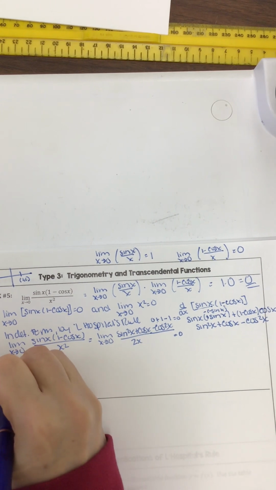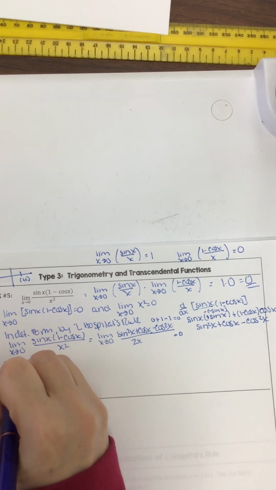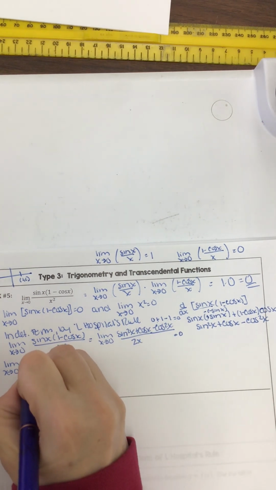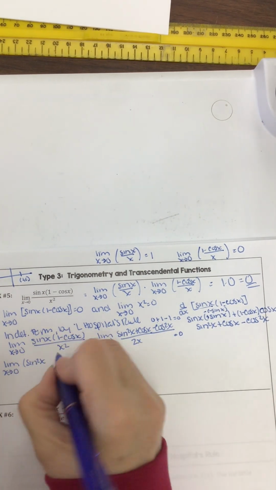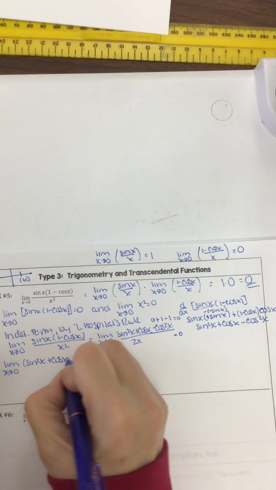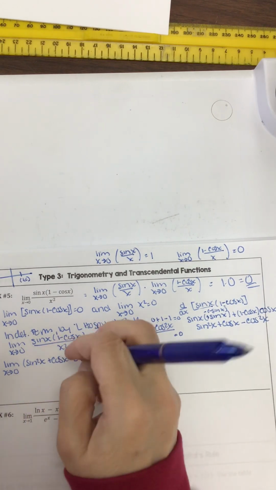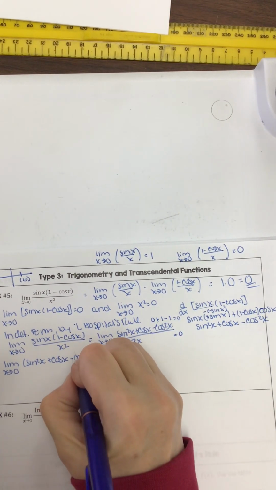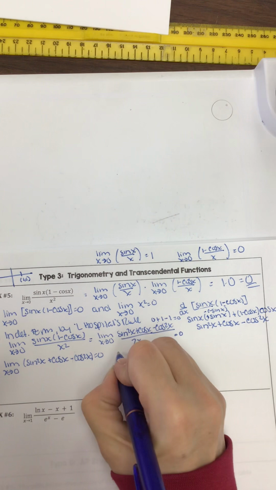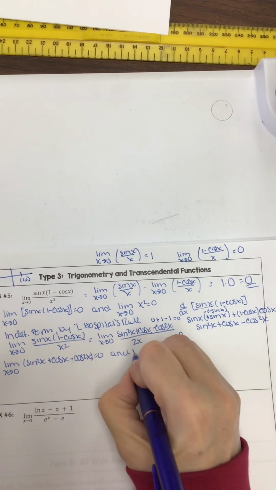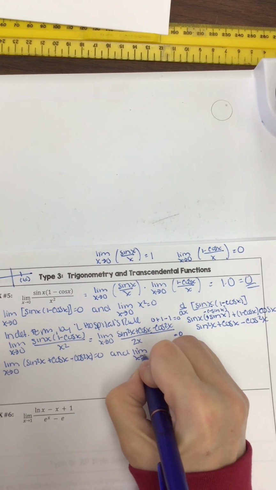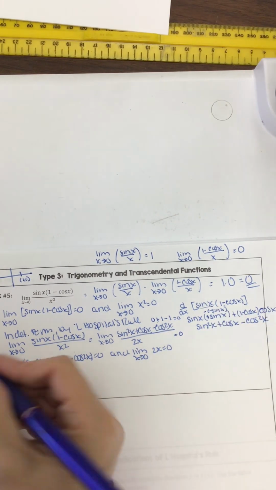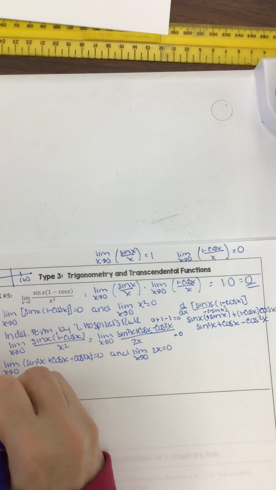So the limit as x approaches 0 of sine squared x plus cosine x minus cosine squared x equals 0, and the limit as x approaches 0 of 2x equals 0. So again, we had indeterminate form.